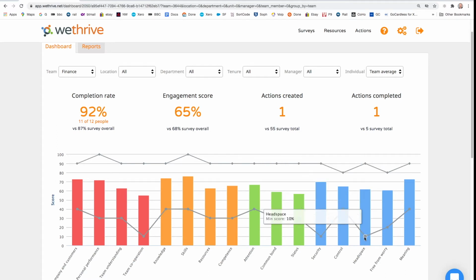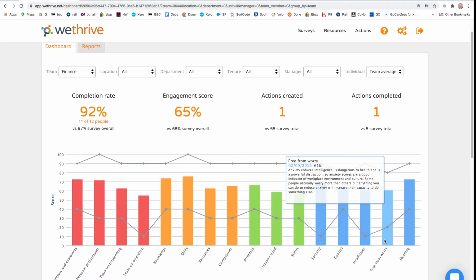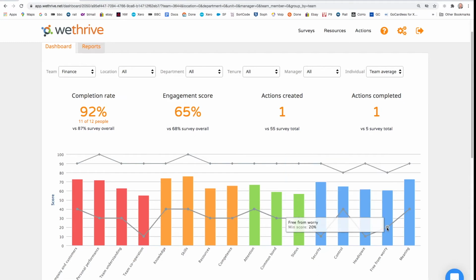Headspace, again, is very variable. There's at least one person here who's spinning, doesn't really have time to think, and that probably is causing difficulties for colleagues, and it may be causing inaccuracy and repeat work and problems with what the customers are receiving and so on. The average picture on freedom from anxiety, from worry, is not too bad, but again, there's at least one person in there who's suffering quite a lot, and you just need to have a conversation to find out why.